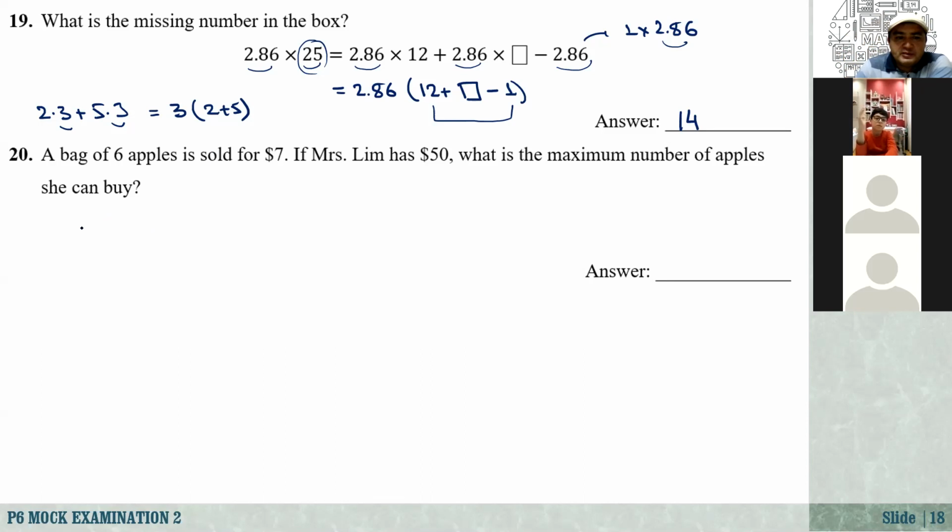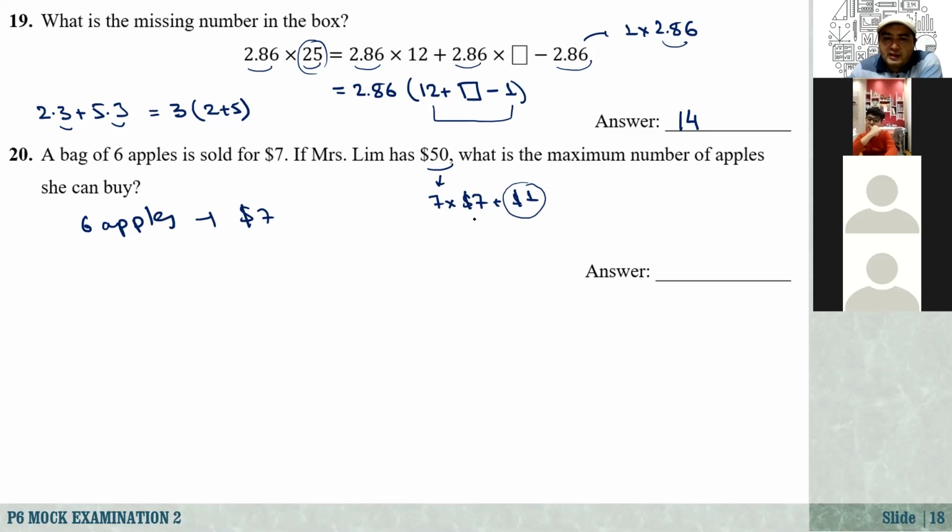Now for 6 apples, right? 6 apples. It is how much? $7. And it says how much do you have? 50. But actually we are buying in bags, right? Not one by one. So in $50, how many $7 we have? Here we have $7. 7. But this $1 will be a change. We cannot buy because that's not enough to buy 1 bag of apple.